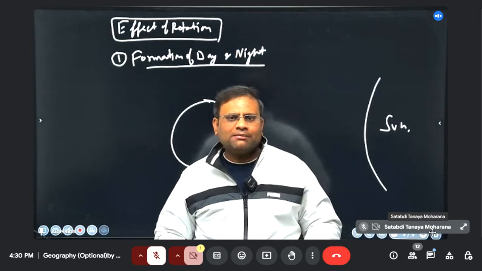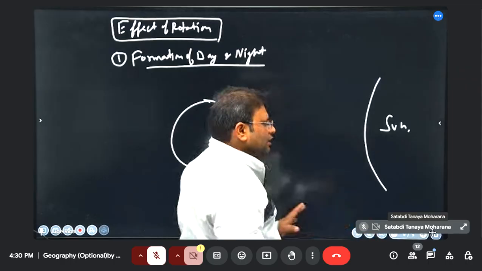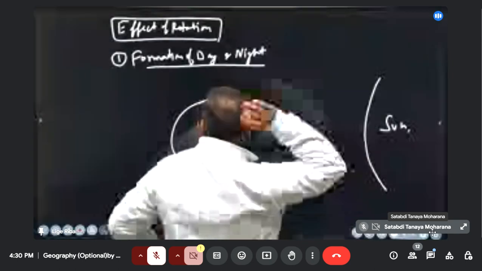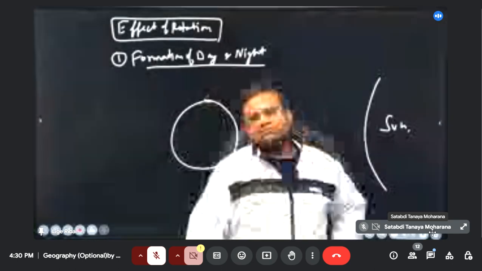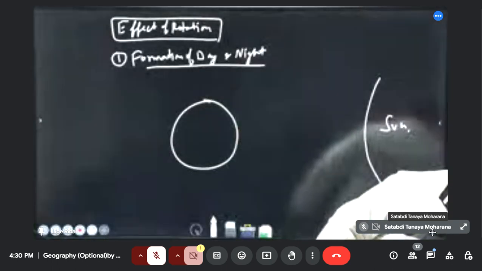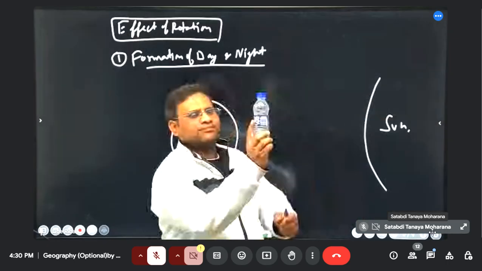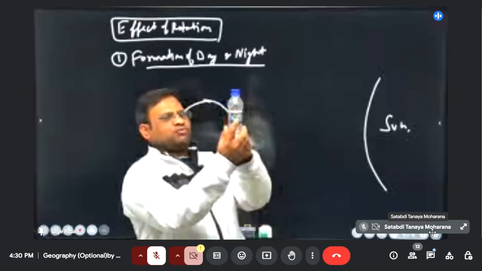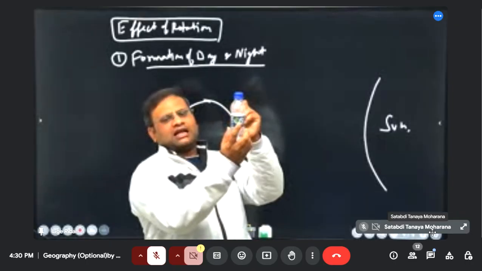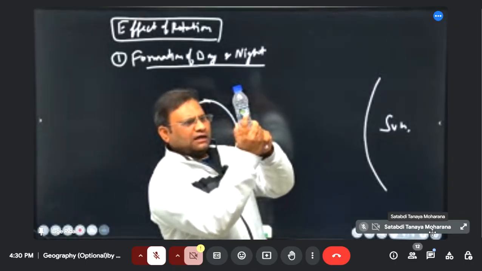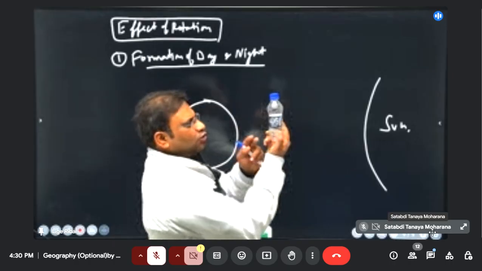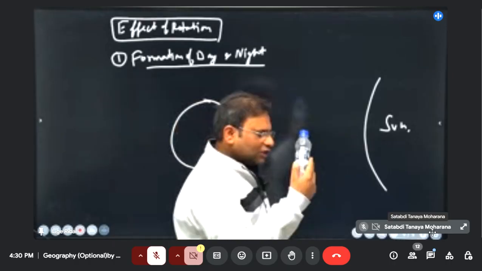After some time I rotate, and it is day for this backward side of me. Same thing happens over Earth. So this is Earth. This finger is in day. That is east. But this backward side, this part, is in the night. After it rotates, it is the margin of day and night. It goes there, now it is in night. So this is how day and night are formed.